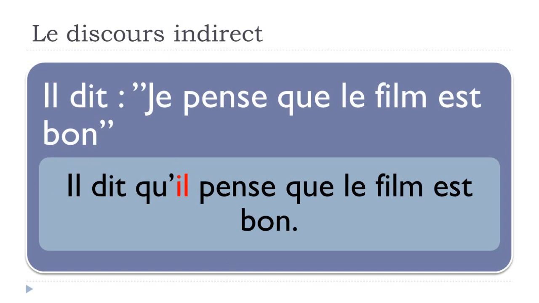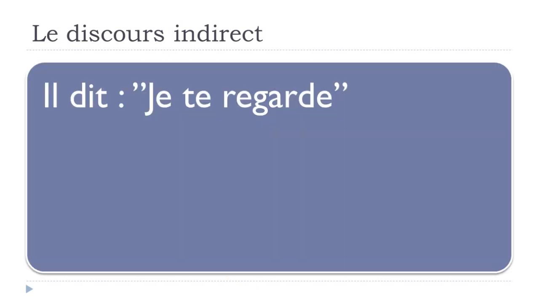Okay? Let's see now a second example. Il dit, je te regarde. Okay? So, same thing. So, il dit, to say, so he says, je te regarde. So, if you remember, we saw these pronouns before. So, I am looking or watching you.